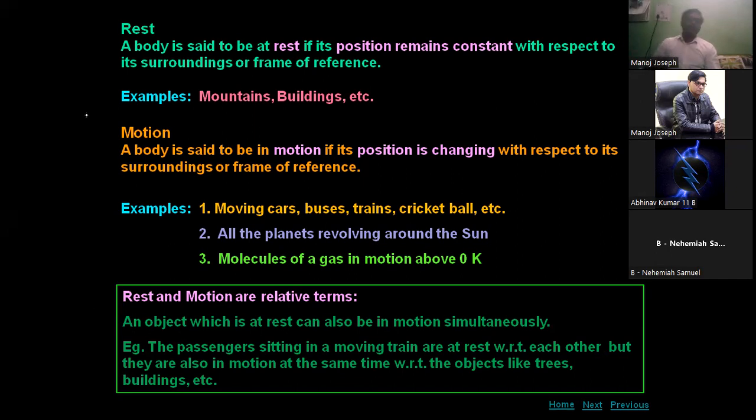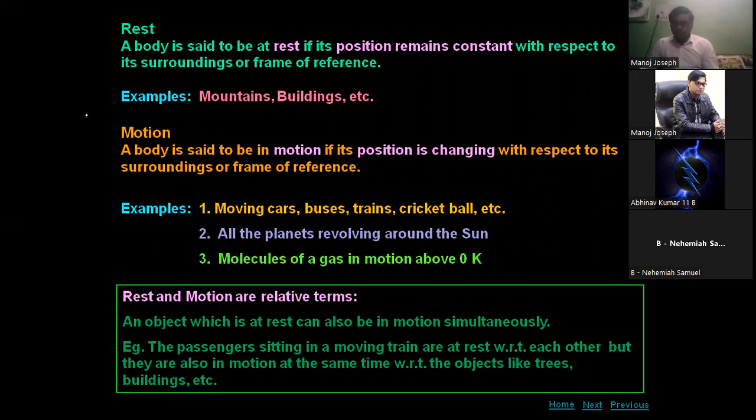Rest and motion are relative terms. So an object which is at rest can also be in motion simultaneously. So a body can be at rest and in motion at the same time.